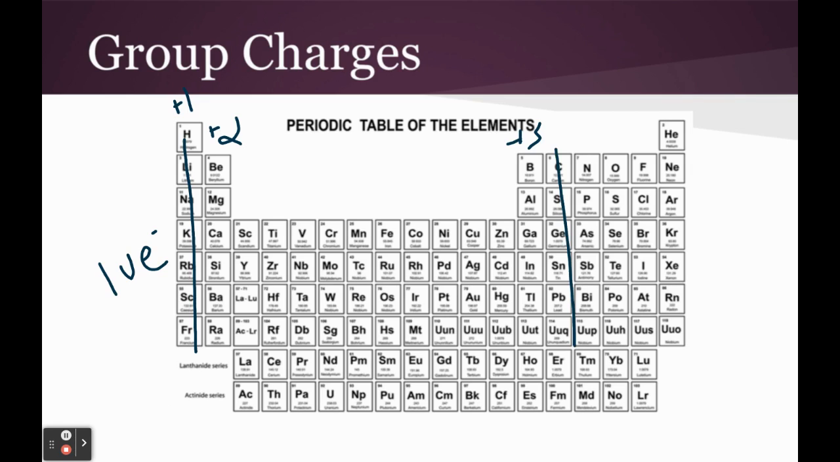Remember, we skip over 4A. 5A has 5 valence electrons, so they will gain 3 electrons, so the charge will be -3. 6A has 6 valence electrons, they will gain 2, so their charge will be -2. And 7A has 7 valence electrons, so they will gain 1, so their charge will be -1.